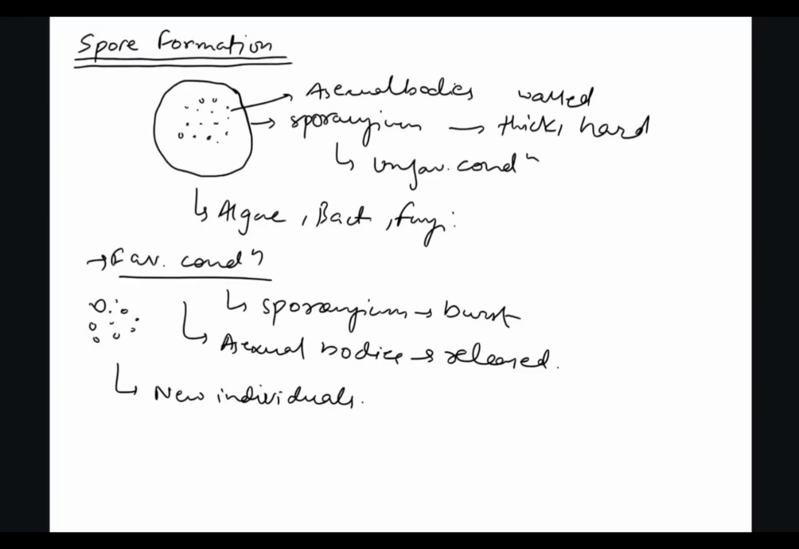Now for some examples, algae, bacteria, fungi are there, but some fungus species such as Rhizopus, and then you have Mucor as one example. These reproduce through spore formation, right? I think it's clear. If not, again, you can ask us questions.